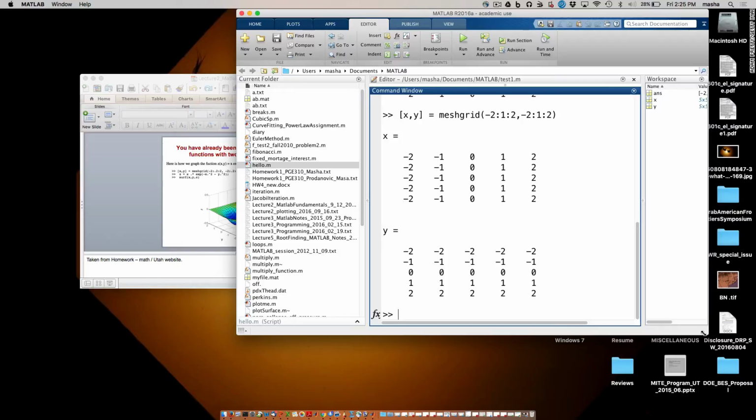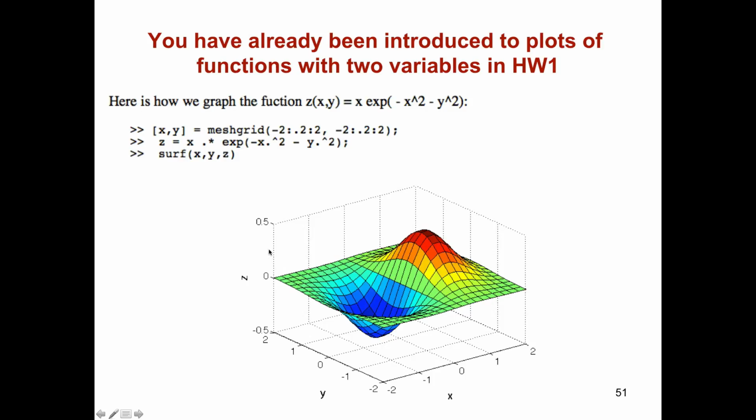Okay? And then I need to compute z for all of them. So for all of those corresponding x and y values, I'm going to compute z, and I'm going to use vectorization for that. So I know that if I have just x and y value, let's say that -2, -2, then I could just say x times exponential of -x squared minus y squared. If I have a scalar, I know how to compute that.